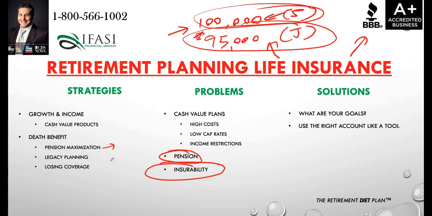So the problems are when somebody is deemed uninsurable and they try to just get rid of their coverage, then they're out of luck at that point.